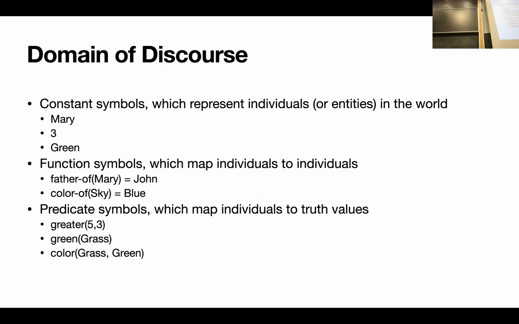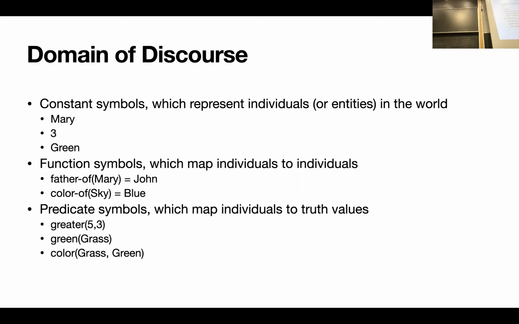So father of Mary is John, for example, or color of sky is blue. This is a function symbol that maps an individual to another individual. Here we're using this word individuals, but we can think of them more generally as entities, any of these objects that we were talking about.